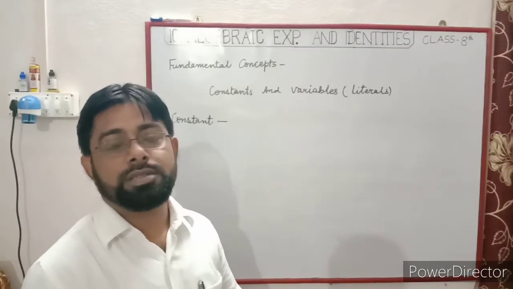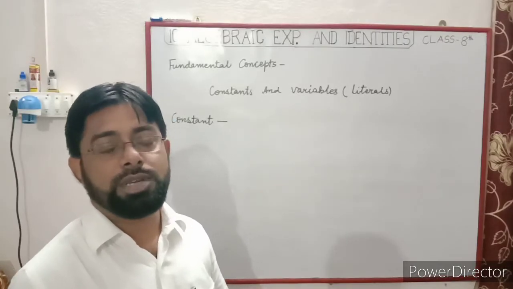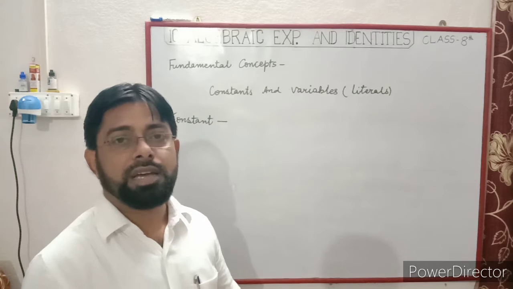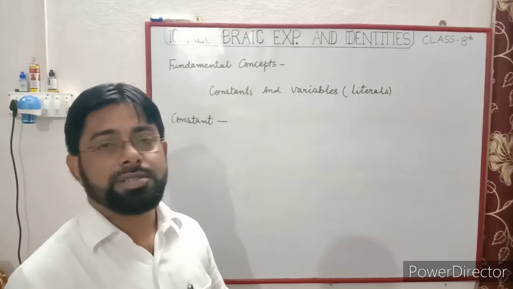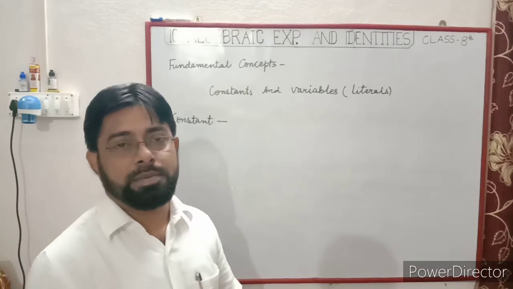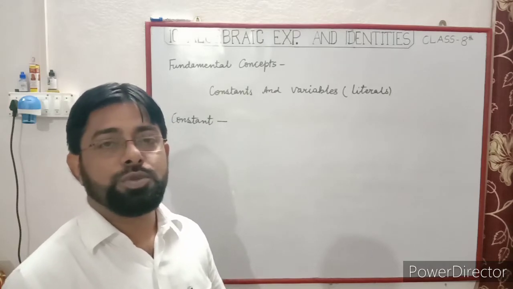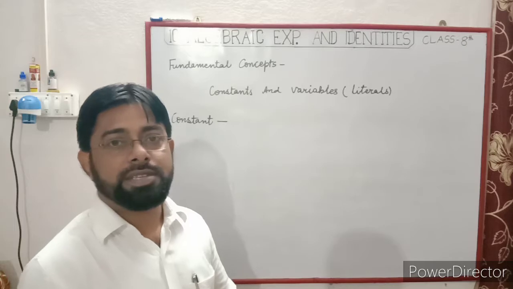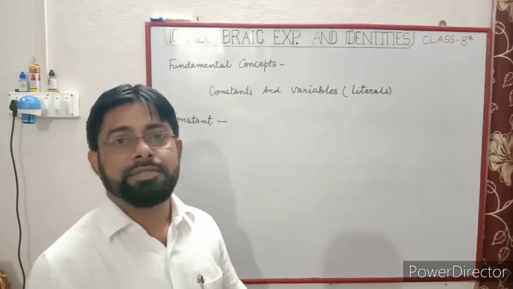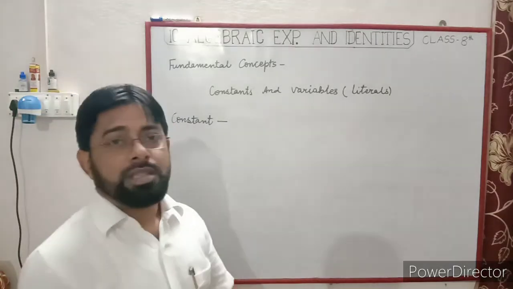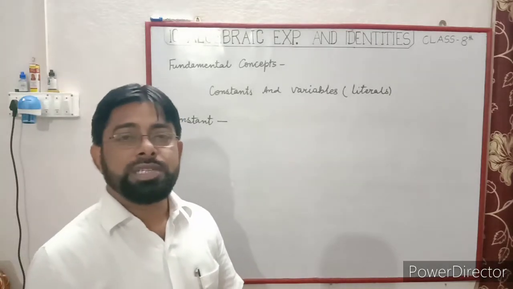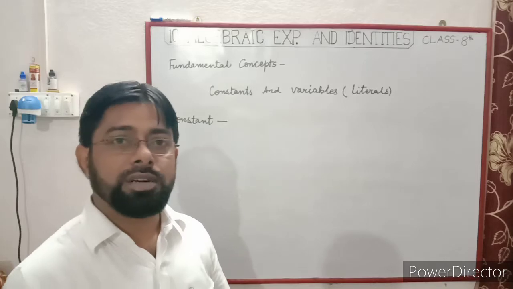Hello my dear students. Today we are going to start a new chapter, chapter number 10, algebraic expressions and identities. So first, basic concepts in algebra. In algebra we use two types of symbols, first constants and second variables or literals. So first constant. A symbol which has a fixed value is called a constant.